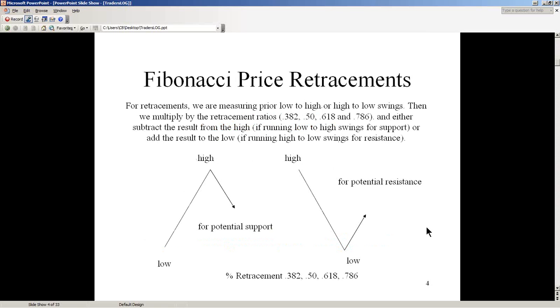Okay, just a quick review on what a Fibonacci price retracement would look like. Here we're measuring a prior low to high and running the retracements for potential support, or I'm measuring a prior high to low and using those ratios for potential resistance.